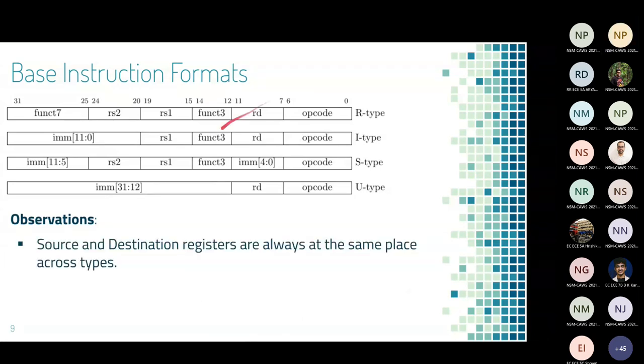Okay. So one of the interesting observations is that RS1, RS2, and RD are always at the same place. If they exist in a particular type, then they always exist at the same place. So if RD is present in R, I and U type, it's always bits 11:7. If RS1 is present, it's always bits 19:15. If RS2, it's always 24:20. In places where it doesn't exist, you don't care, but wherever it does, it's always at the same place. How does this help?